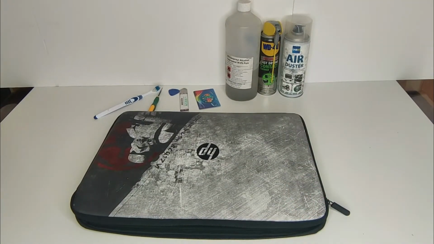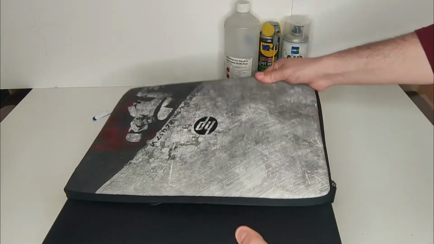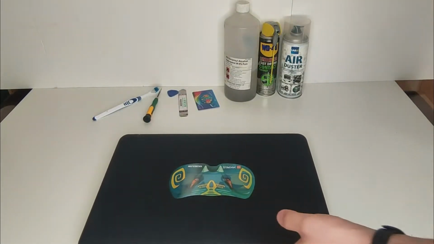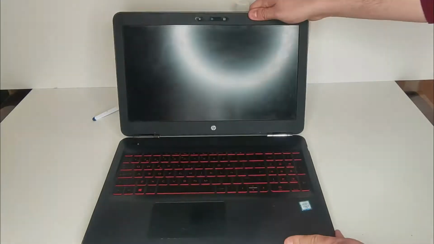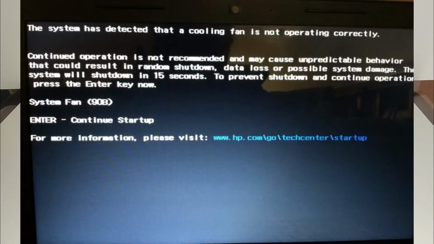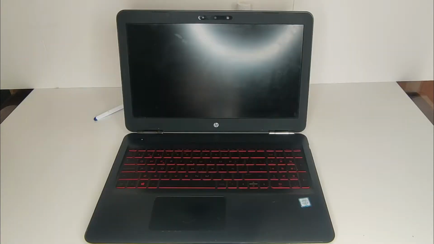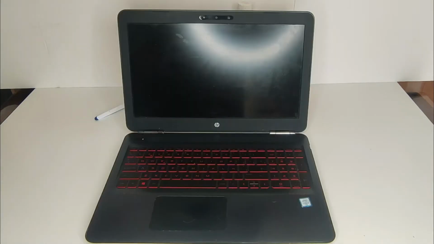In this bag I have an HP Omen laptop with a very common problem. It's fan issues. I've been contacted by a colleague that apparently the fans are making a weird noise. And when you start the computer you have either this system fan 90B error or a CPU fan error. So that means the fans have a problem, they're probably not spinning at all.